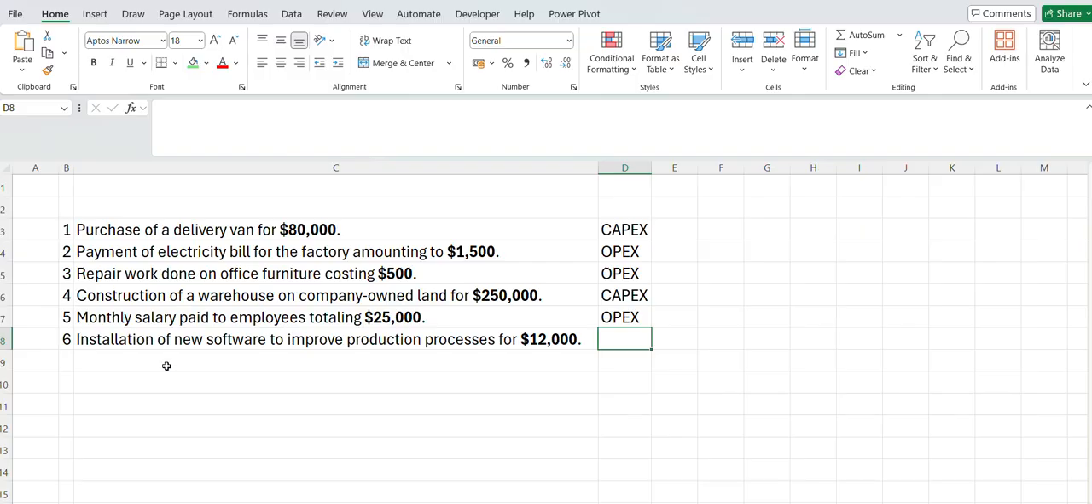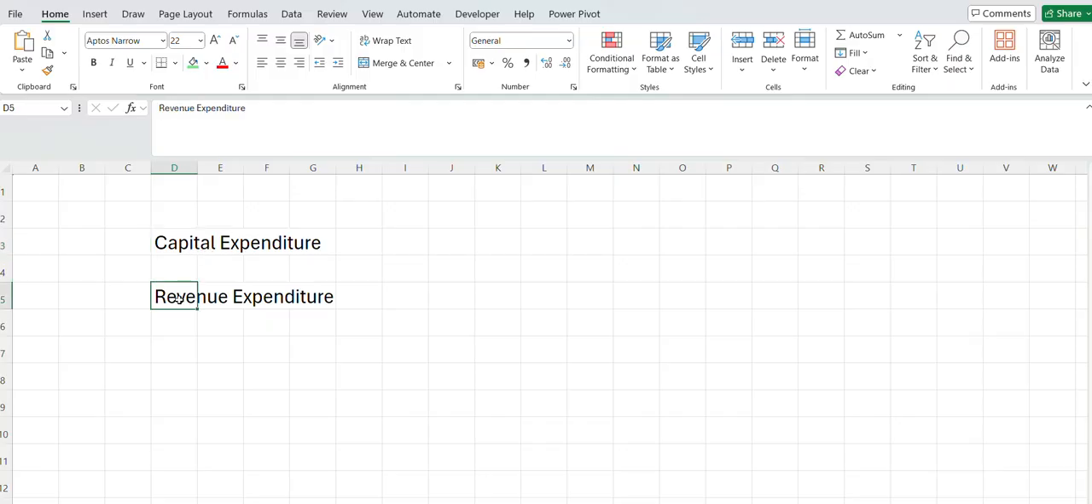And lastly, we're talking about installation of a new software to improve production processes for 12,000. So this new software, the assumption is we'll have it for more than what? 12 months. All right. So yes, the assumption is that we'll have the new software for more than what? For more than 12 months. So this is also what? Capex.